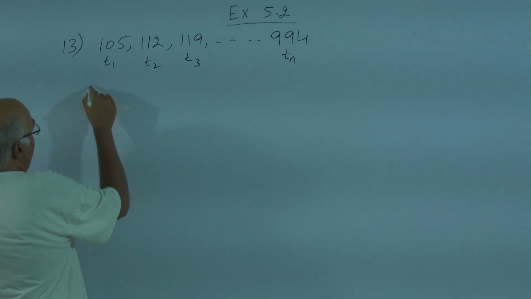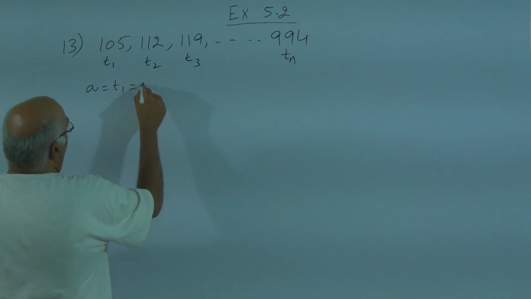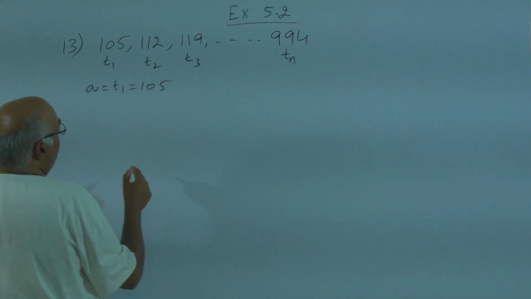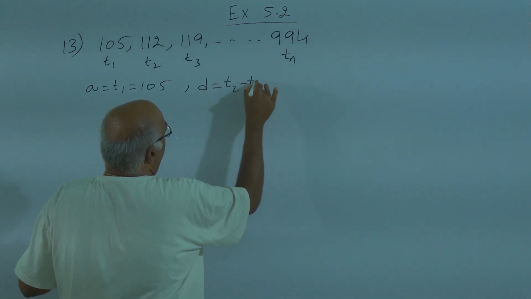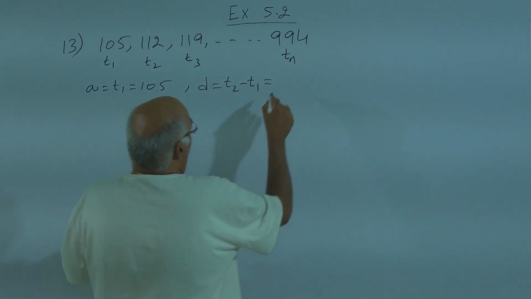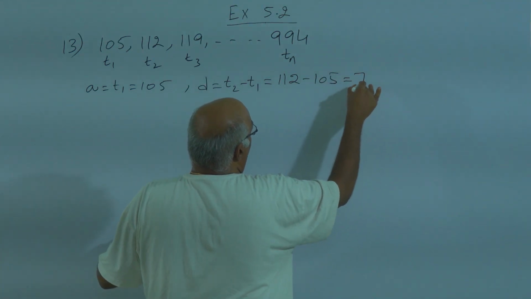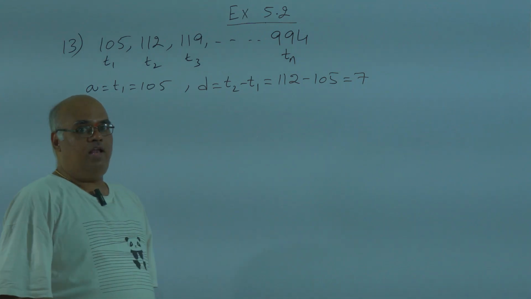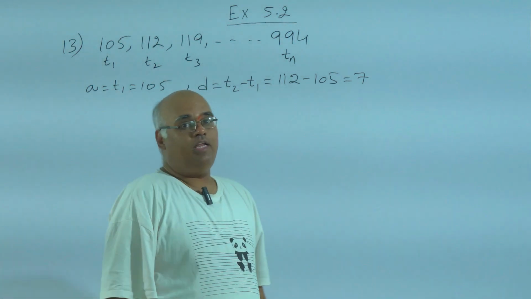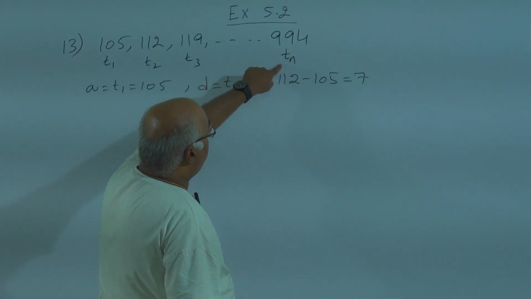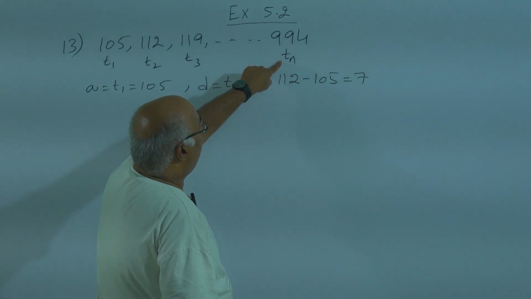Now let us find a. a is equal to T1, which is equal to 105. Let us find the common difference. d is equal to T2 minus T1. This is equal to 112 minus 105, which is equal to 7. Now we got the values of the first term and the common difference. Now let us find the value of n. This is nothing but the last term of this arithmetic progression. We assumed it to be Tn.